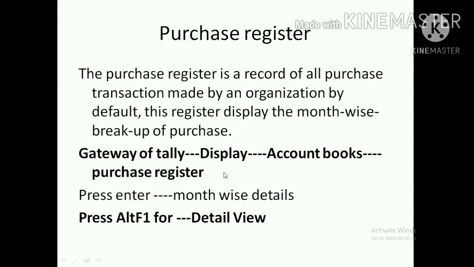See here, when you want to view the ledger accounts, we should use this syntax: gateway of Tally, display, accounts book. From the accounts book we can select any ledger account or any register to see. If we need to view the sales ledger account, at that time we use the same syntax till account books. From that accounts book we will get the display of the various kinds of ledgers we created. Then from that display select the particular ledger which one wants to view.